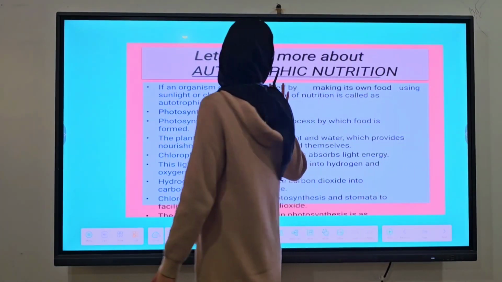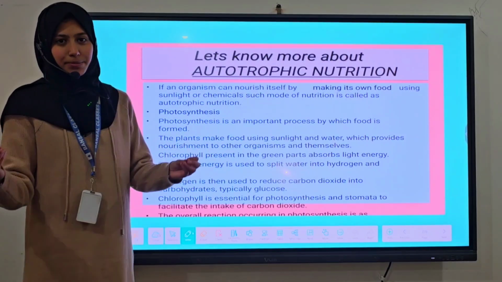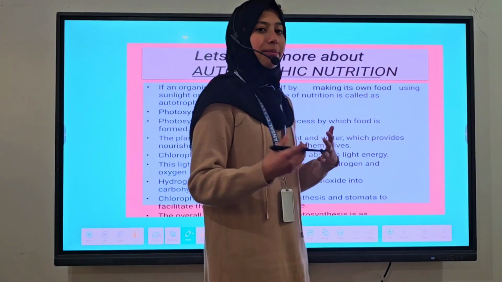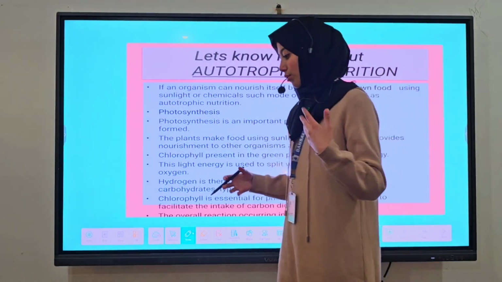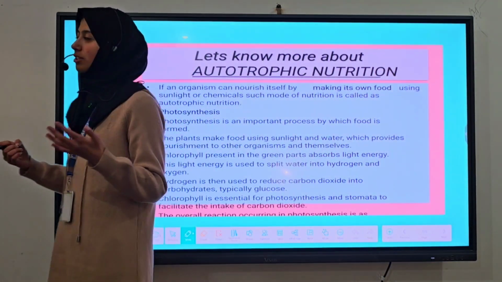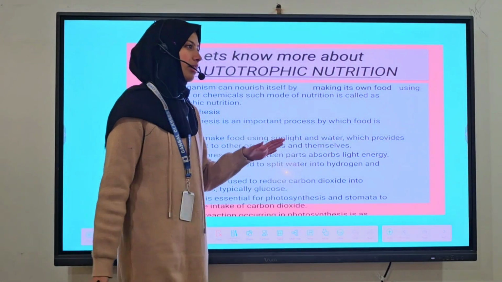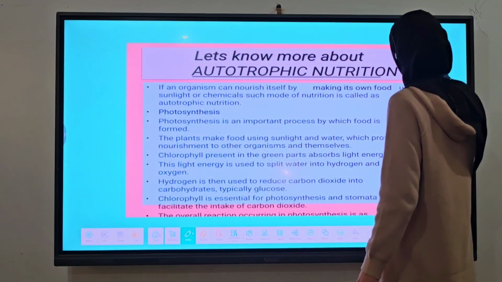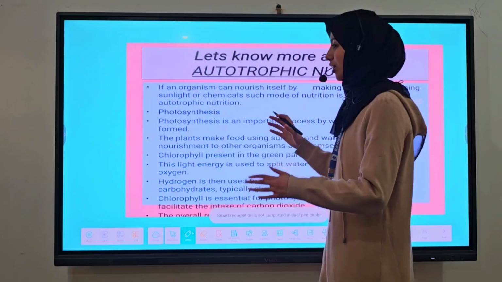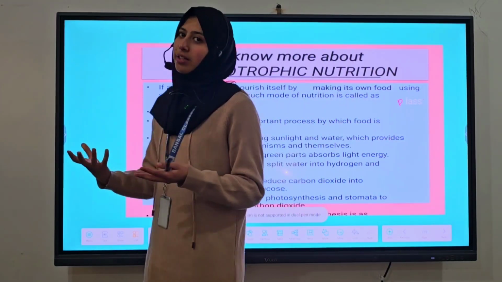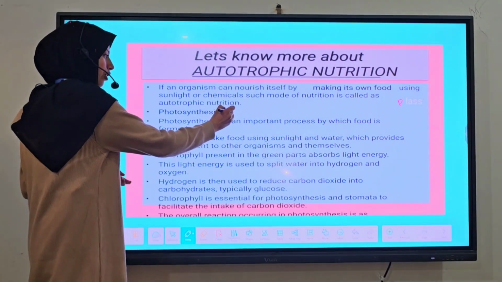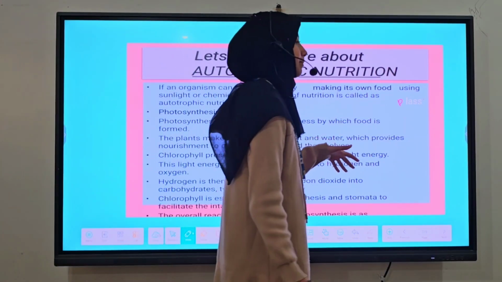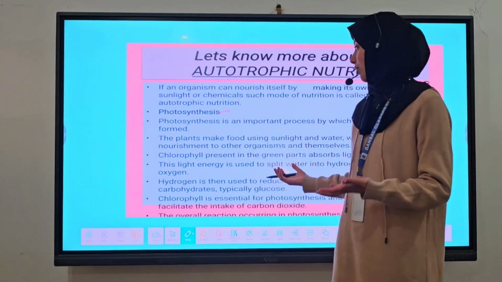Let's now know about autotrophic nutrition a bit more broadly. If an organism can make its own food for its own nourishment from the raw materials present in the environment, that organism is known as an autotroph, like plants. So how do plants make their own food? We have the process called photosynthesis, as we all know, and it's a very important process for them because they make their food from this process only.